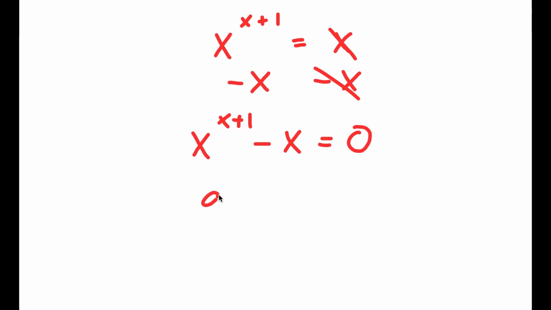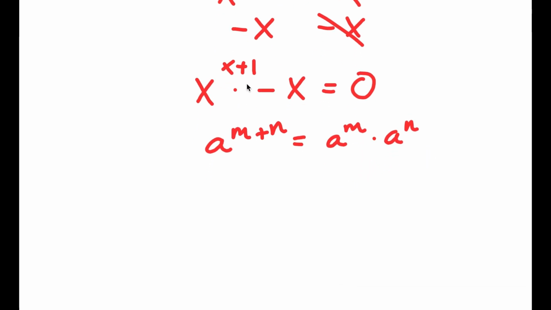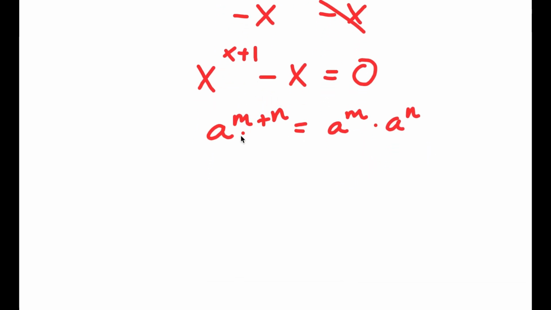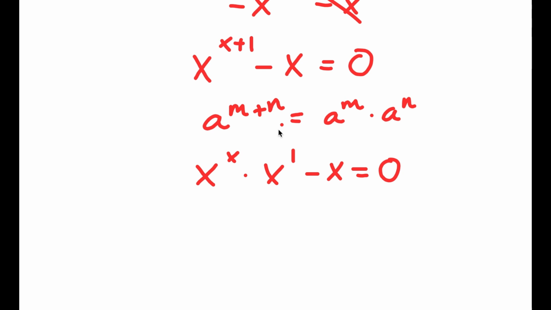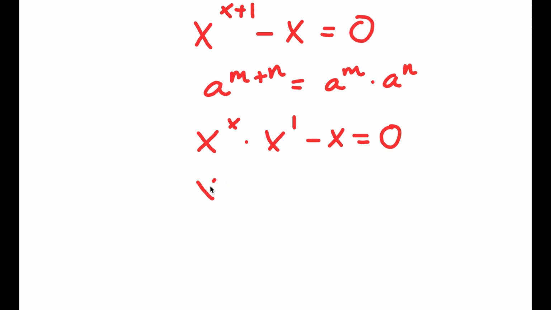Now, if I have something in the form a to the power of m plus n, this is equal to a to the power of m times a to the power of n. So x to the power of x plus 1, this is going to be equal to x to the power of x times x to the power of 1. Now I have this minus x is equal to 0. Now if I factor out x, I get x times x to the power of x minus 1 is equal to 0.